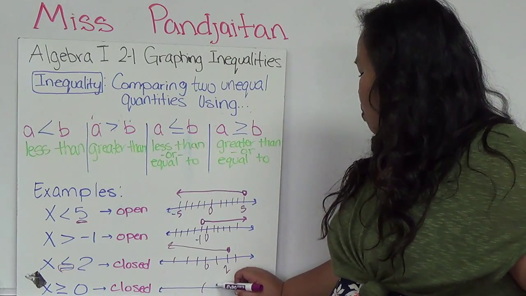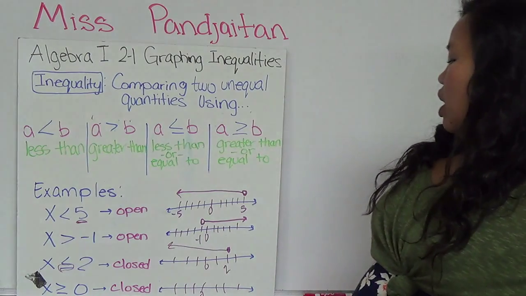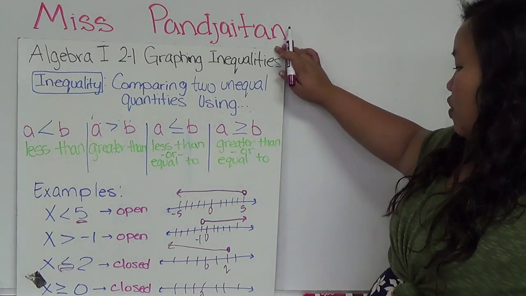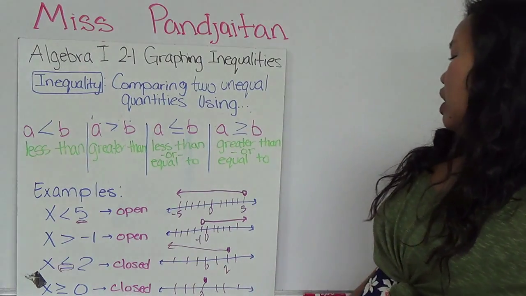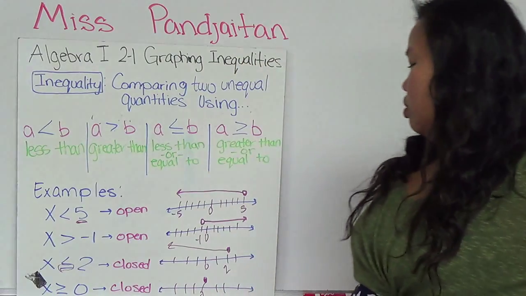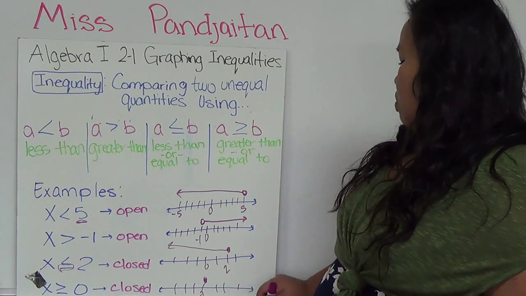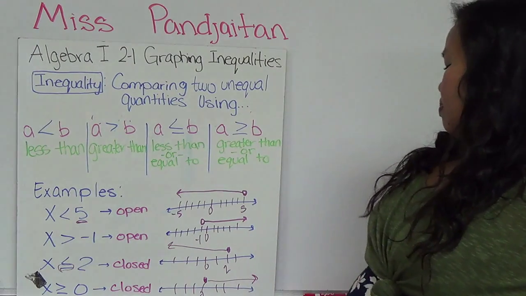And on this one, because of this, it's also closed. So this is my 0, okay? I'm going to start with 0 as my number, closed circle, okay? And it says all the numbers that are bigger than or equal to 0. X is all bigger than or equal to 0. Okay?